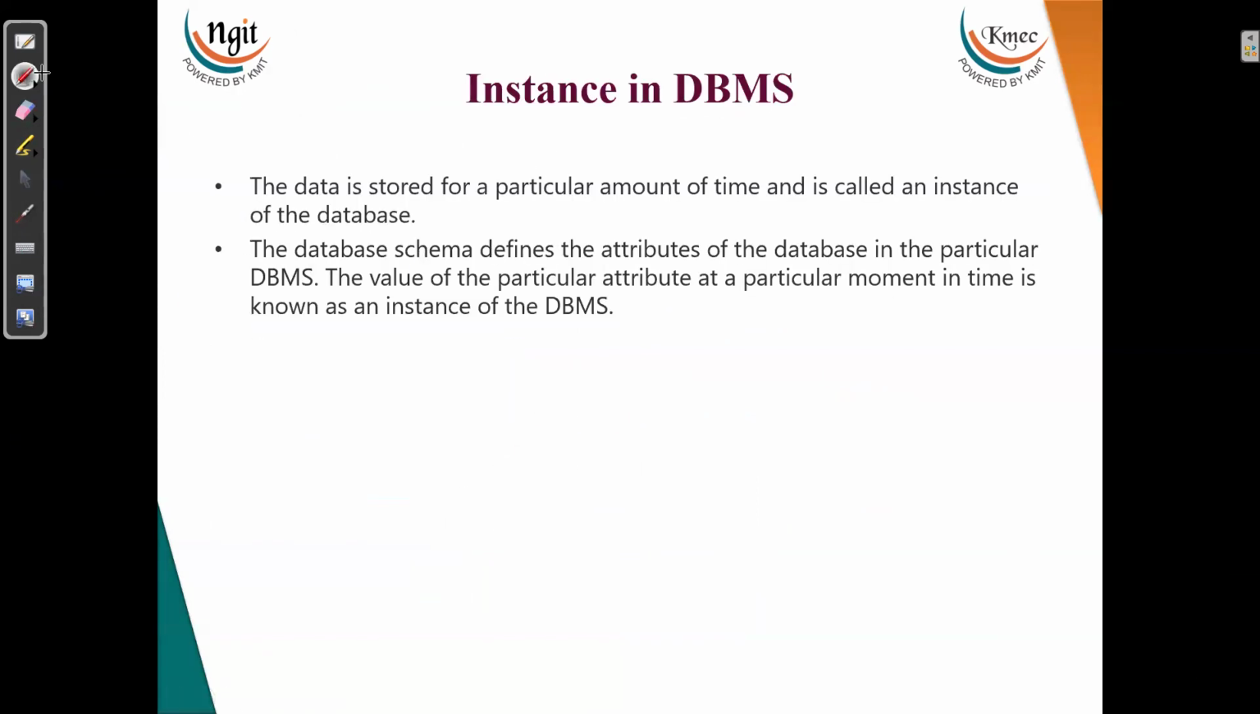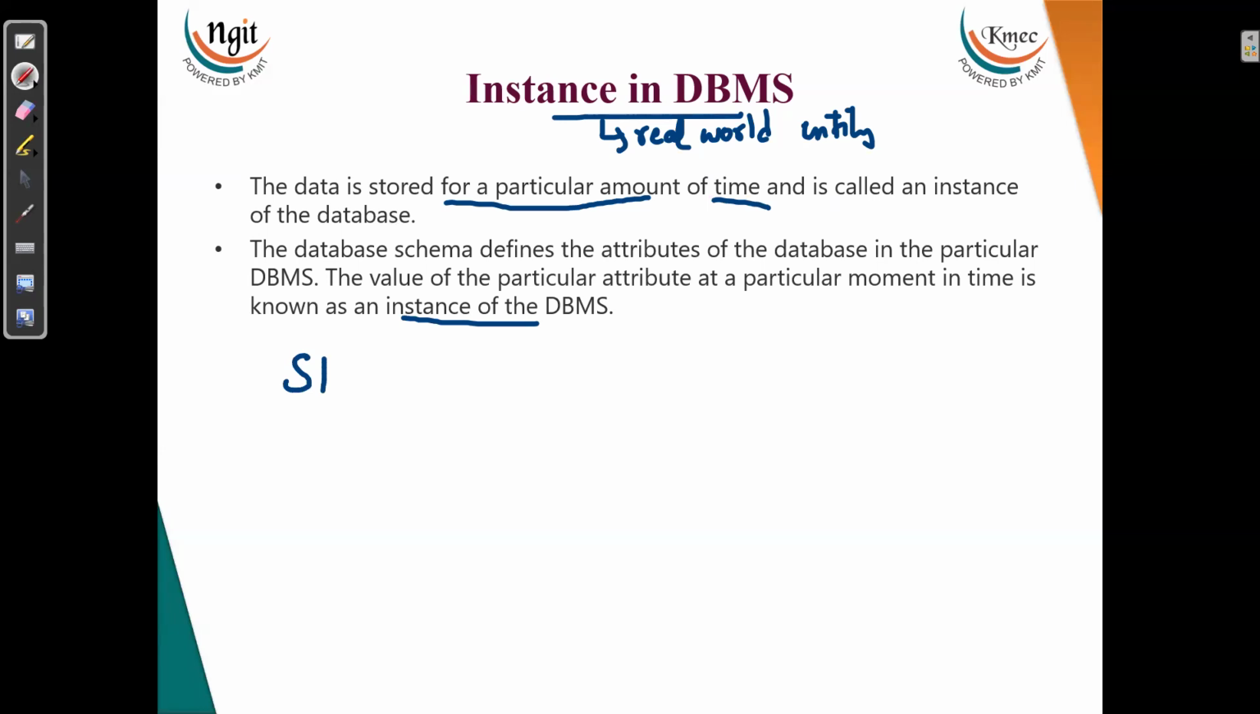Yeah, next, instance in DBMS. What is an instance? An instance is a real world entity which exists in the data. So the data which is stored for a particular moment of time is called an instance. The database schema defines the attributes of the database, and the data at a particular moment of time is called an instance of a database. Now, to understand this, let us take an example.